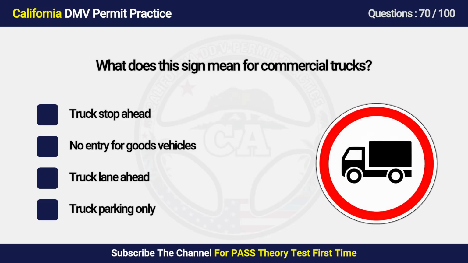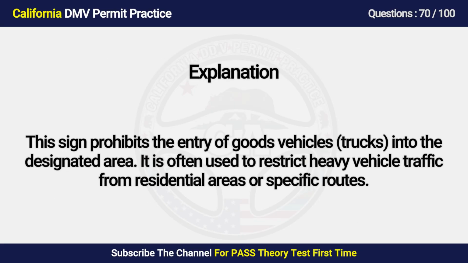Question 70. What does this sign mean for commercial trucks? A. Truck stop ahead. B. No entry for goods vehicles. C. Truck lane ahead. D. Truck parking only. Answer is B. No entry for goods vehicles. This sign prohibits the entry of goods vehicles, trucks, into the area. It is often used to restrict heavy vehicle traffic from residential areas or specific routes.